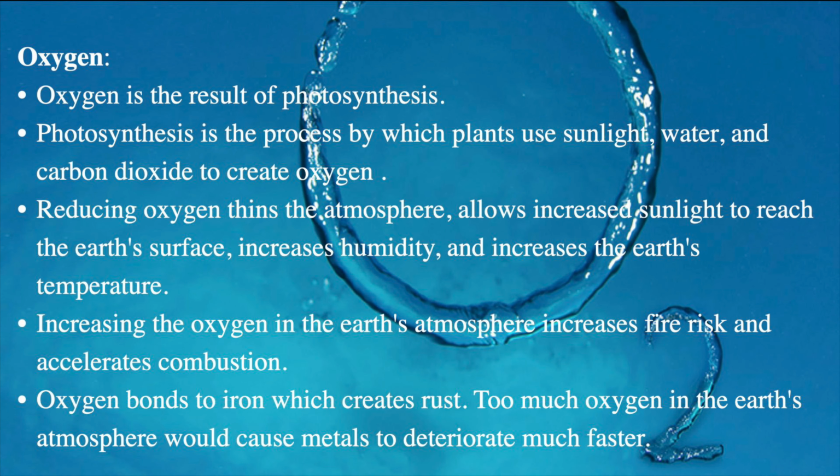Well, what would happen if we were to reduce the oxygen in the atmosphere? This will allow increased sunlight to enter into the Earth's surface, creating more humidity and increasing the overall temperature of the Earth. However, if we were to increase the oxygen in the Earth's atmosphere, it would also increase the risk of fire and accelerate combustion, where things will start to spontaneously catch on fire if they got too hot.